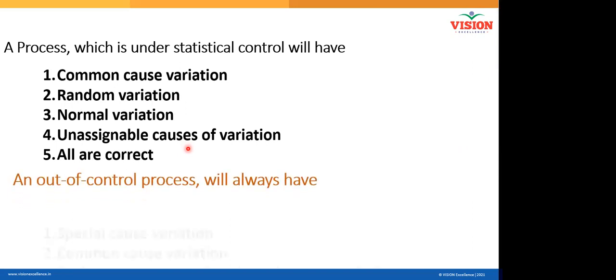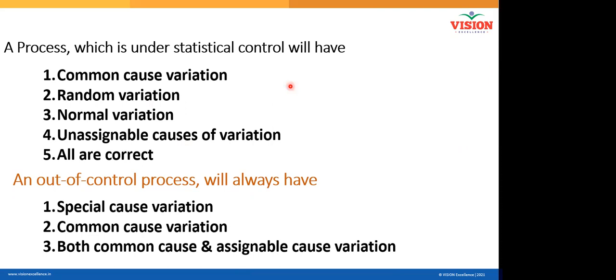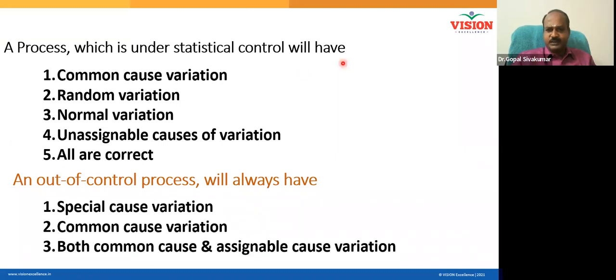Okay. An out of control process will always have special cause, common cause, both. What is your answer? Special cause. An assignable cause variation. Option 3, sir, both common and assignable cause. Beautiful. Option 3 is the correct answer. Because at any single point of time, normal variation will be there. Since the process is out of control, special cause will also be there. So option 3 is the correct one.